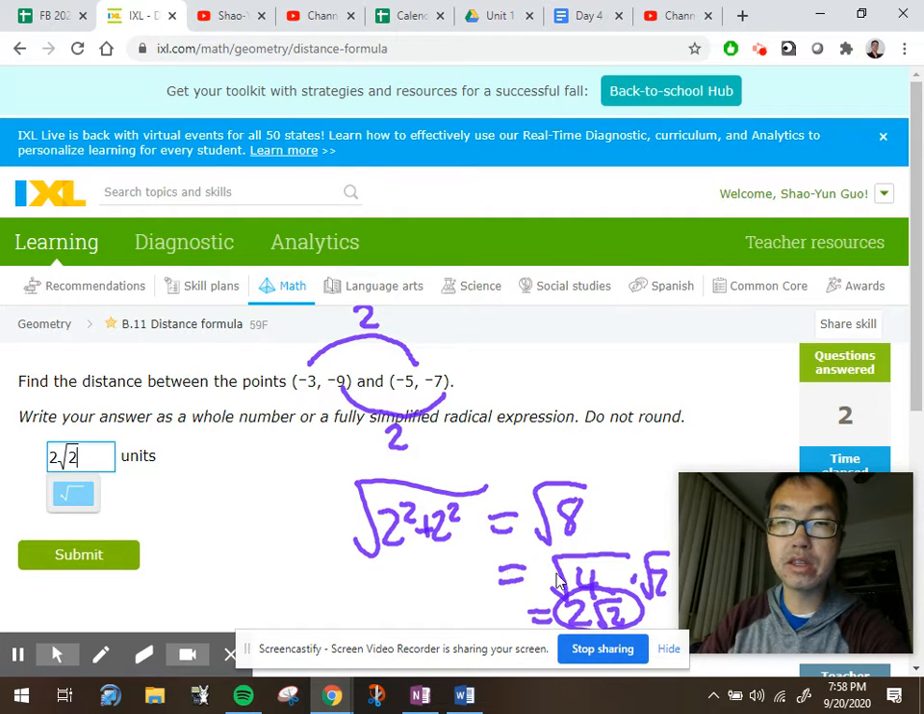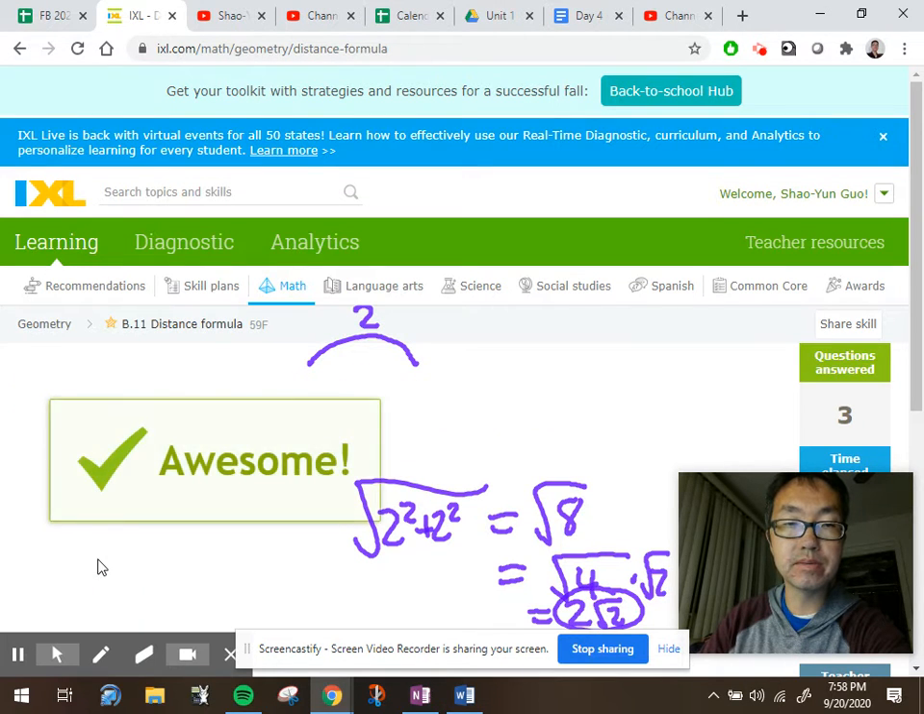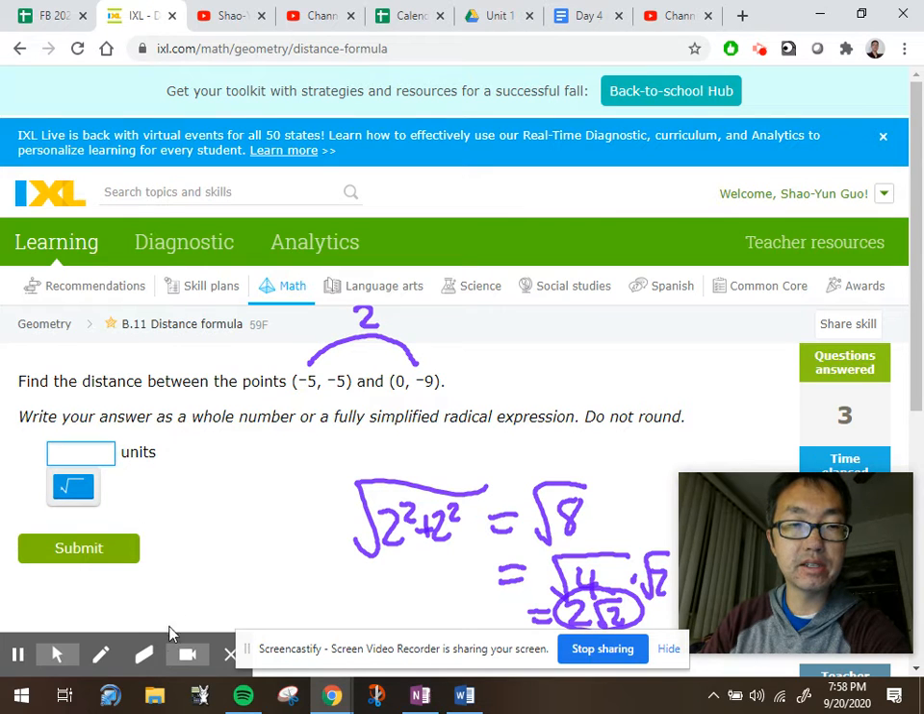If you need help with this, we could do an IXL on this. We'll see how the class does on this. You might have to review rationalizing, but that's what they expect on this IXL.